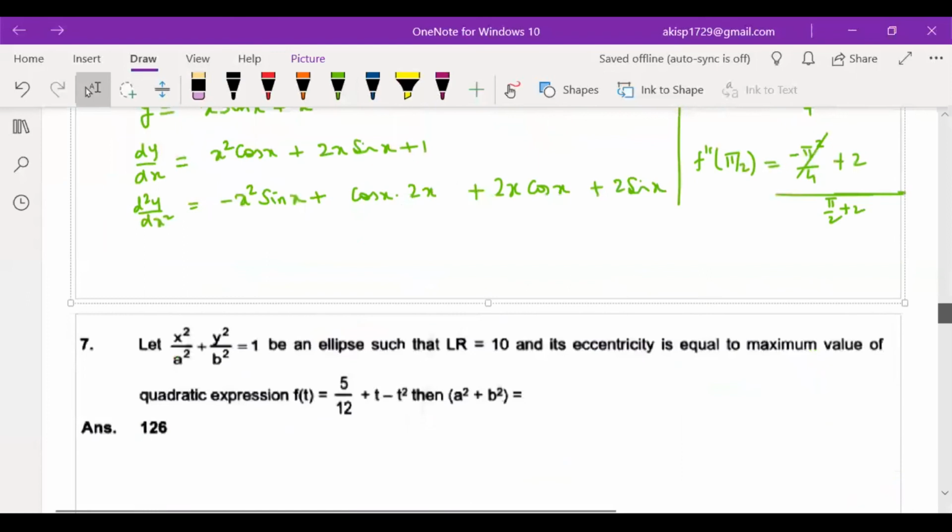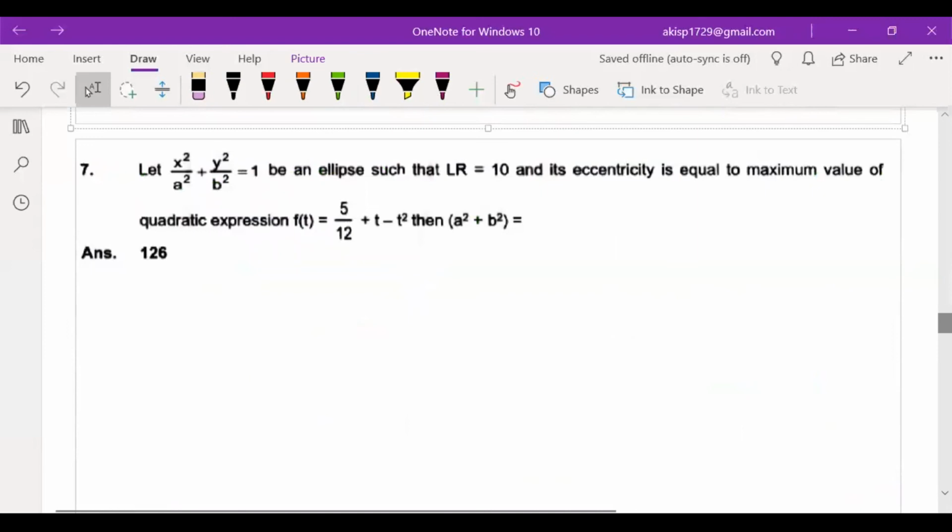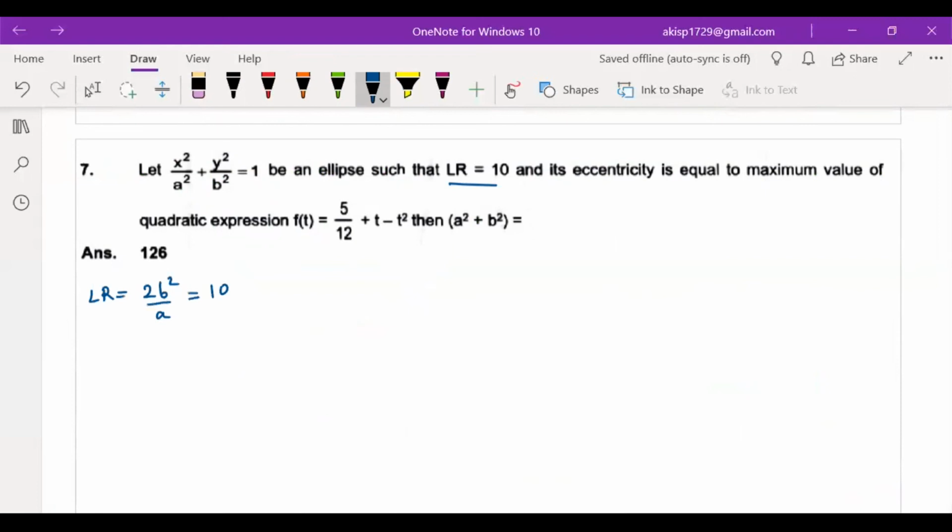Okay, moving on to the next question. So what is given here is an ellipse with latus rectum 10. We know the length of the latus rectum is nothing but 2b square by a. So this is given to us as 10. So this implies basically b square is nothing but 5a. Also, it is said that the eccentricity is equal to the max value of this quadratic expression.